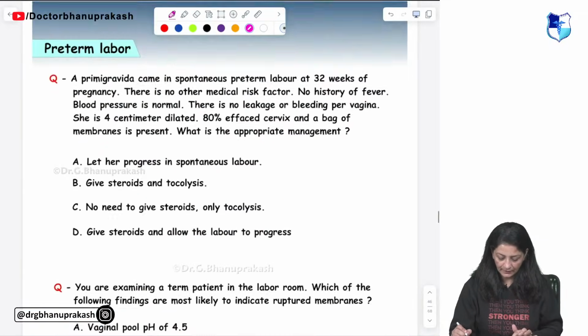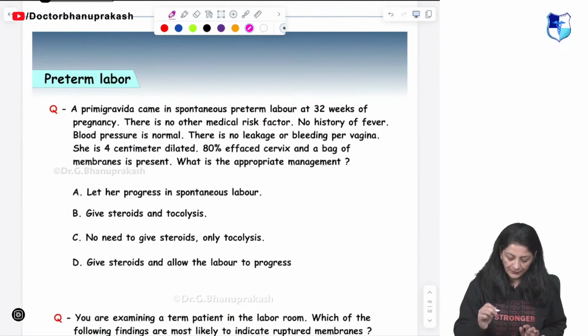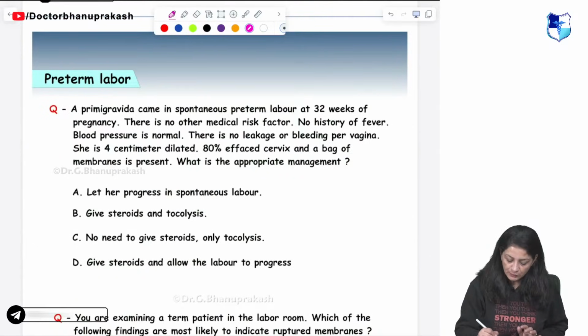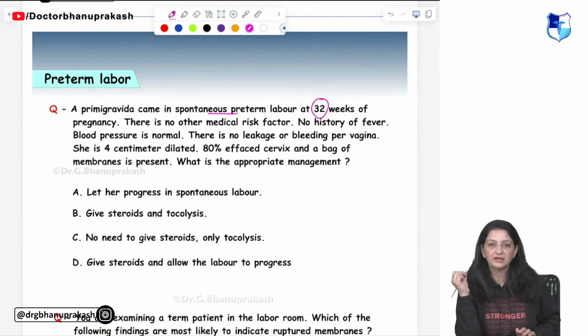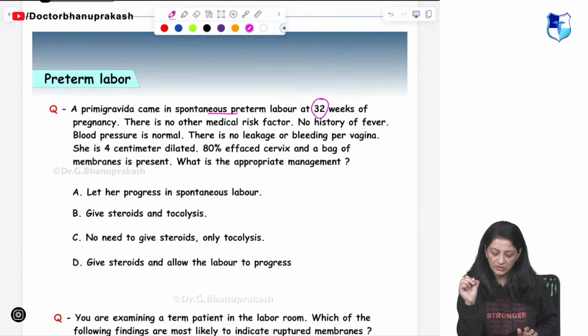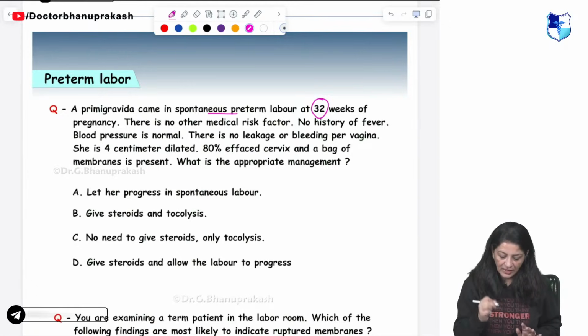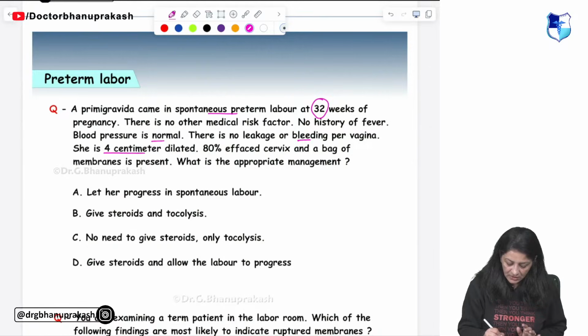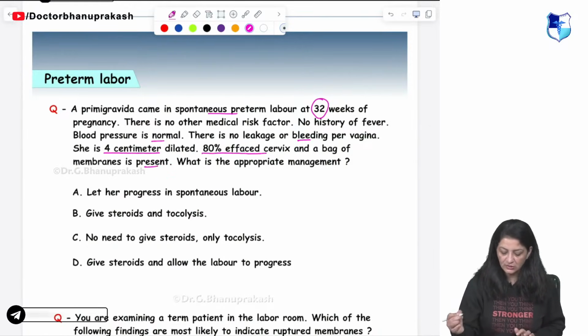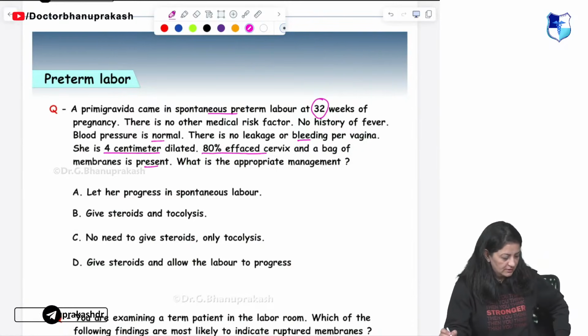Okay, now solve this question. Primigravida came in spontaneous preterm labor at around 32 weeks of pregnancy. There is no medical history, no history of fever, high blood pressure, no leakage, no bleeding. She is 4 centimeter dilated, 80% effaced. Bag of membrane is present. What is the appropriate management in this case?